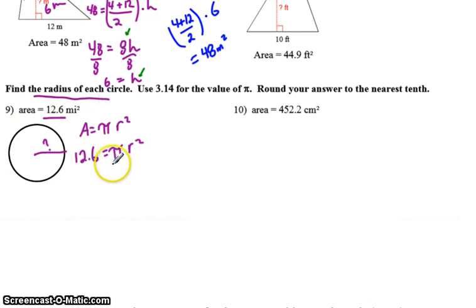Well, let's see. I know that pi is 3.14, so I can divide both sides by pi, and 12.6 divided by 3.14 gives me 4.01 equals r squared. And how do I deal with that r squared? Well, just take a square root. The square root of 4.01 is 2.00, and so the radius of this must be 2. And that's 2 miles there. And that's it.